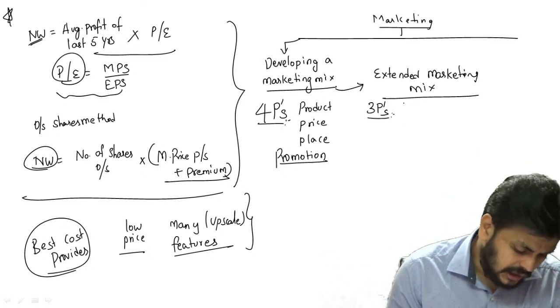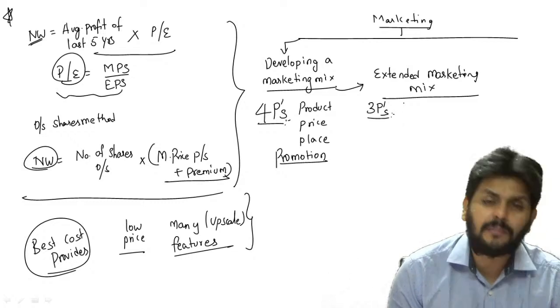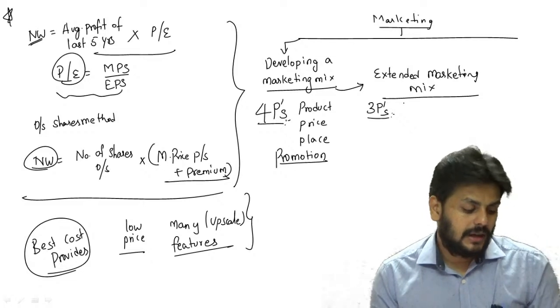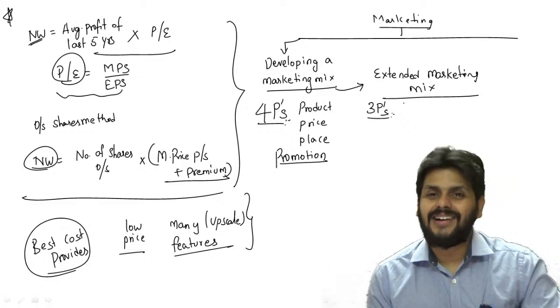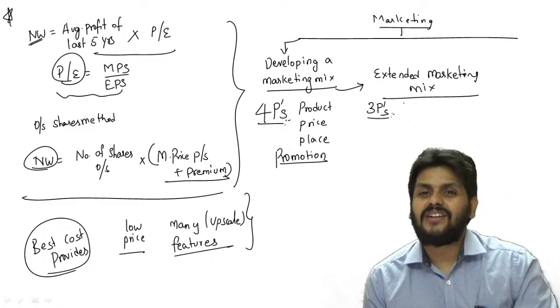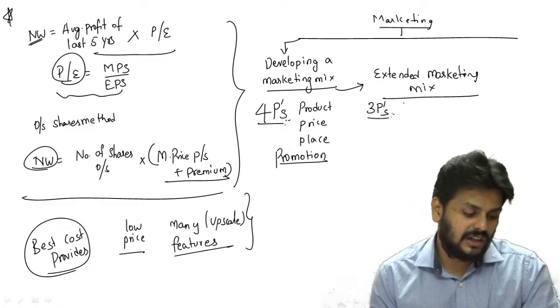Okay, very good. Lot of you have given answers. Product, price, place and promotion. That's really appreciable. Very nice. But now my question to the second one is a little tricky. Most people don't concentrate on the next set of 3 P's. What are the 3 additional P's?